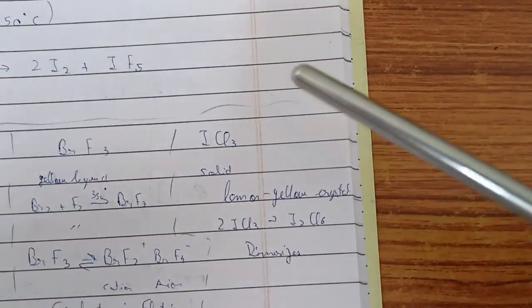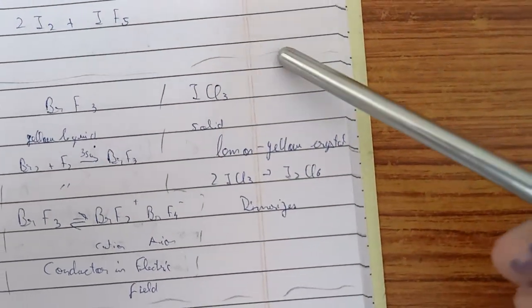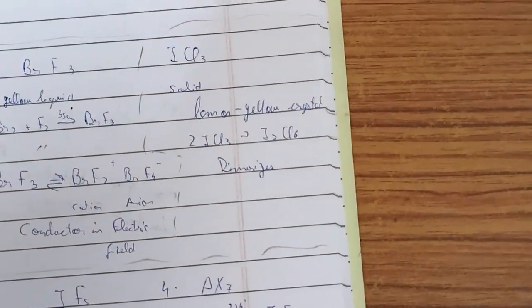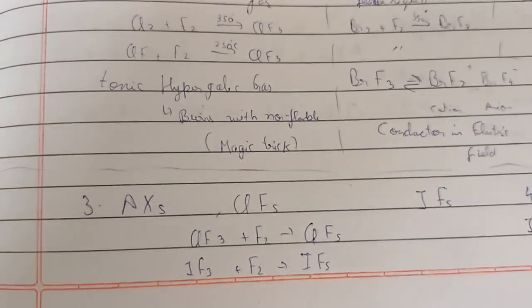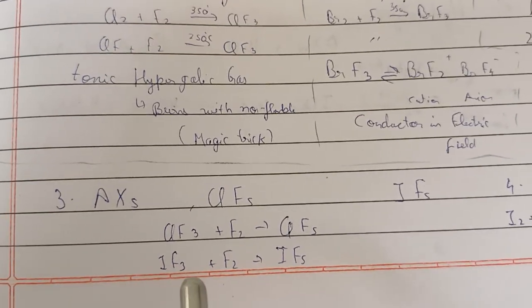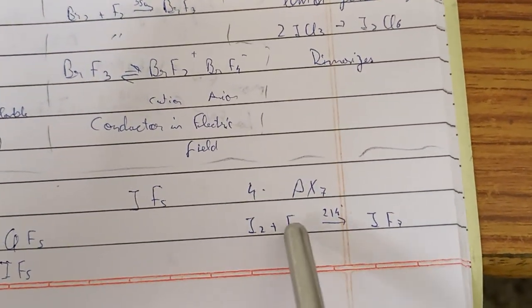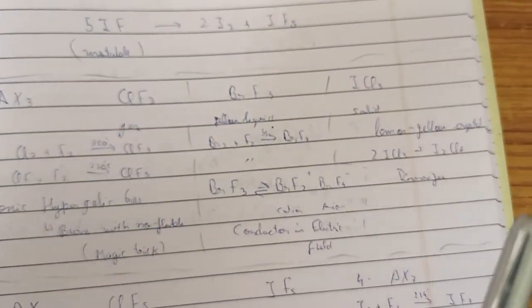Now ICl3 is a solid, a lemon yellow crystal. ICl3 does not exist alone. It exists in a dimerized state, I2Cl6. That's it. Now let's move on to AX5. We have ClF5, from ClF3 plus F2, and IF5, from IF3 plus F2. Now AX7: I2 plus F2 at 214 degrees Celsius gives IF7. That's it, pretty simple. We don't have to study much about that, not in our syllabus.